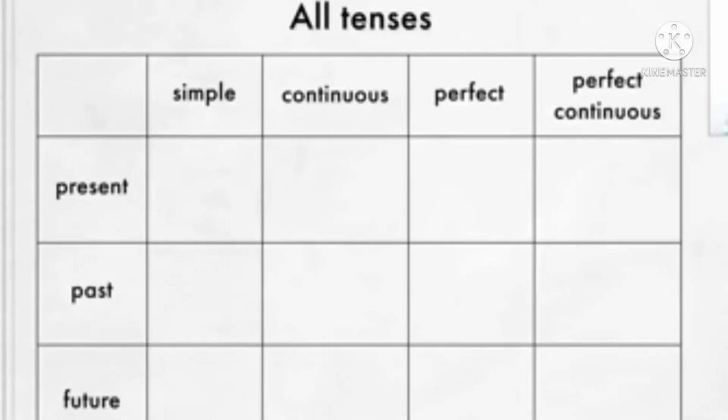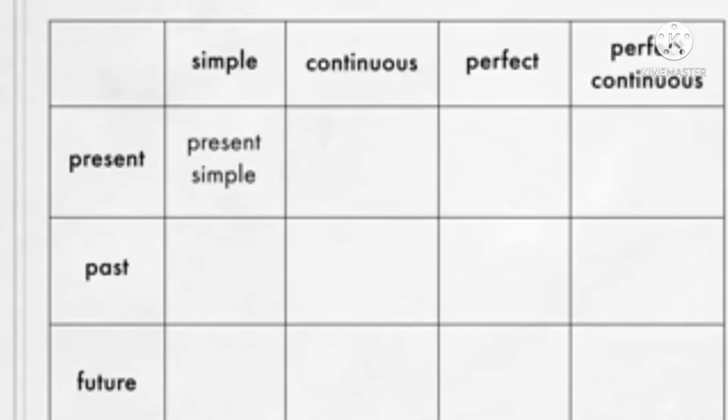Here is a chart showing all the tenses. Tenses denote the time of action. They show when the work is done. There are 3 times: present, past and future, and 4 aspects: simple, continuous, perfect and perfect continuous. The times and aspects combine to make all the 12 tenses.